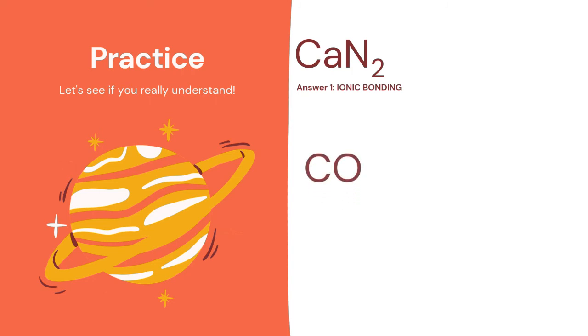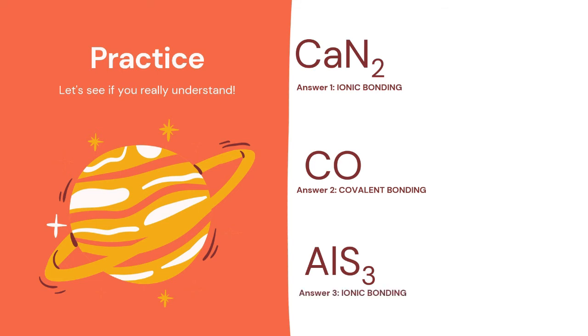Another example, we have carbon monoxide. The first element is carbon, the second element is oxygen. So what do you think is the type of bonding? Exactly, covalent bonding. Next is aluminum sulfide. And the type of bonding is? Ionic bonding.